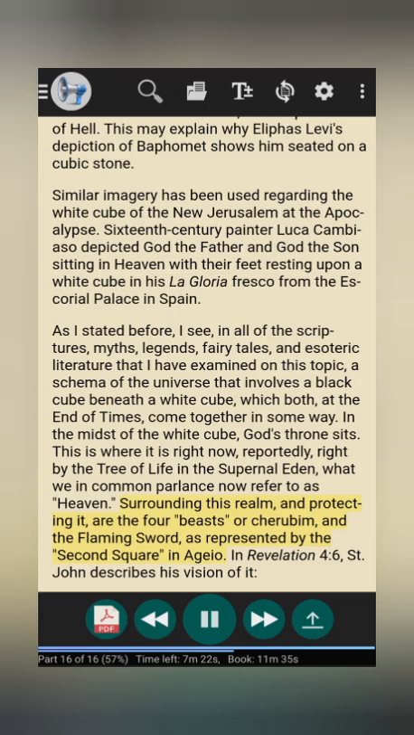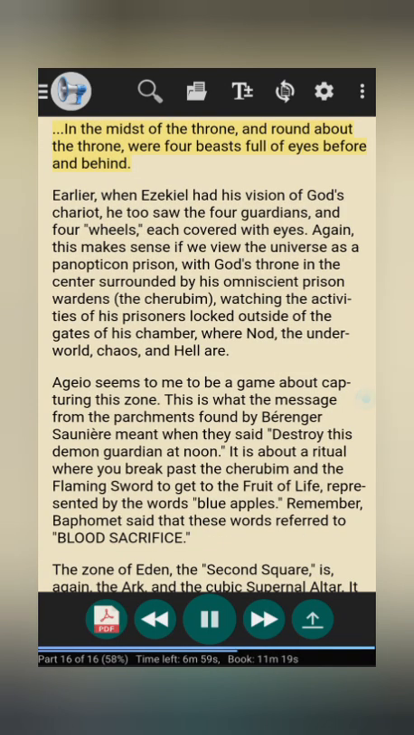Surrounding this realm and protecting it are the four beasts or cherubim and the flaming sword, as represented by the second square in Agio. In Revelation chapter 4 verse 6, St. John describes his vision of it. "In the midst of the throne and round about the throne were four beasts full of eyes before and behind." Earlier, when Ezekiel had his vision of God's chariot, he too saw the four guardians and four wheels, each covered with eyes.